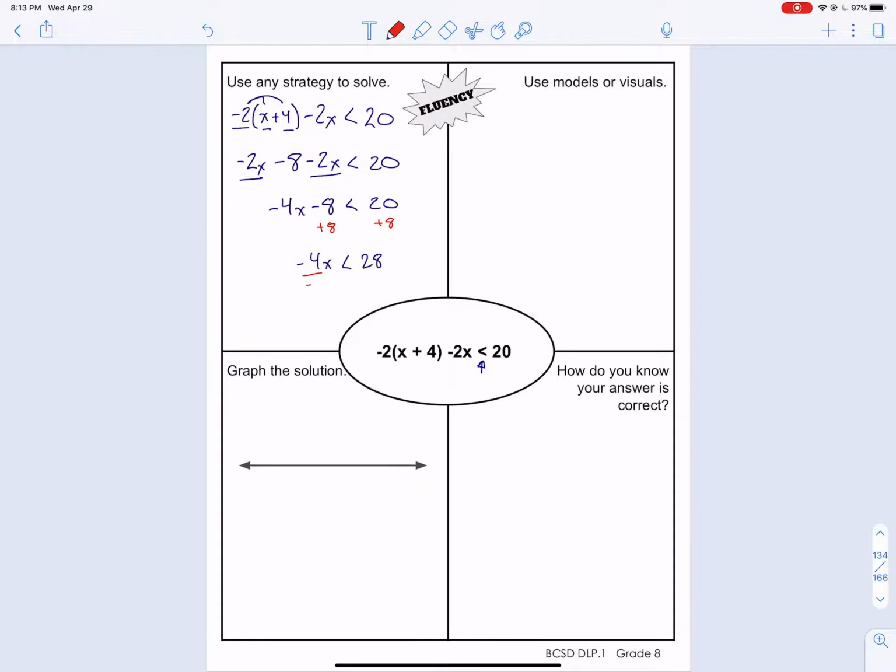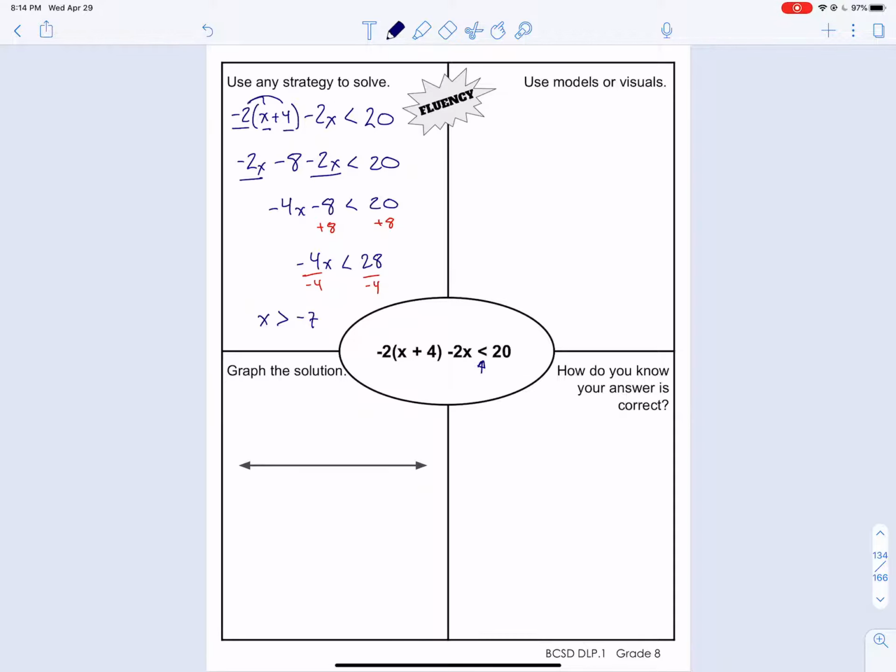Okay, so now we need to divide by -4. Here's one thing that we have to remember. When we have inequalities, when we divide or multiply by a negative number, then in the next step, we need to flip that sign. So I'm going to scoot it over just a little bit. I'm going to have x on the left side, I'm going to flip it, and then the right side is -7.